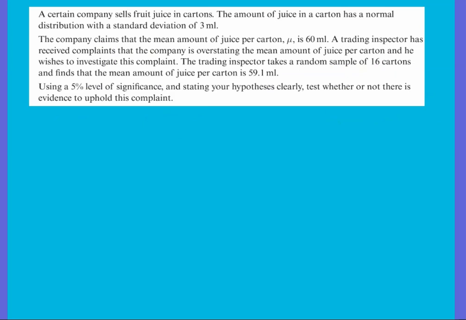Lots of text. You know you're in the deep end of stats when there's loads of text to read. So we've got a certain company selling fruit juice in cartons. Now that is something we would expect to be normally distributed because it's quality controlled. Sometimes it'd be a little bit less, a little bit more, but there should be a normal distribution curve on something like that. And we're told that it has a normal distribution and it has a standard deviation of 3.